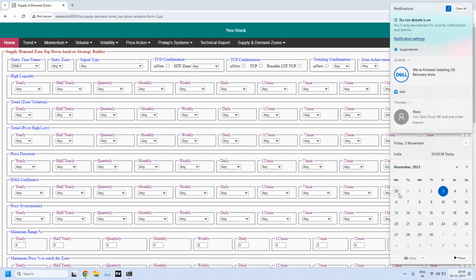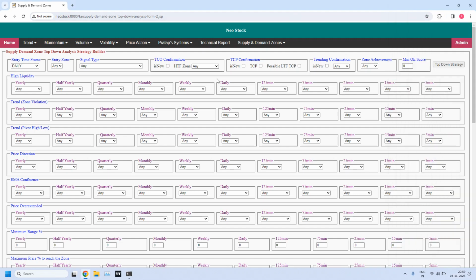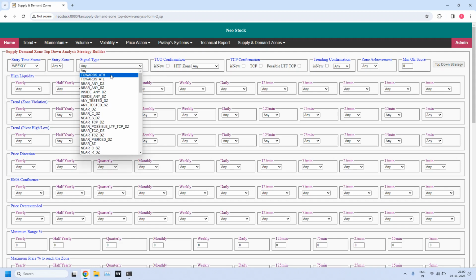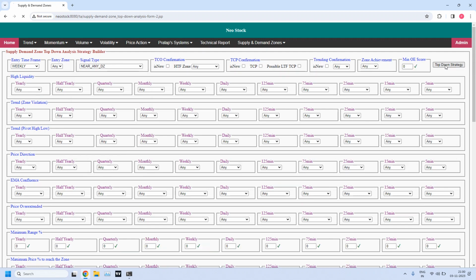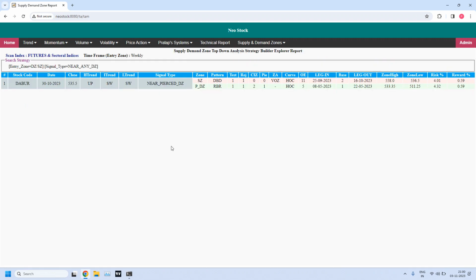Our weekly candle opened on 30th October and closed on 3rd. So I'm selecting the entry time frame as weekly, and let us find the stocks which are near to the weekly demand zone. Only one stock is filtered which is near to the weekly demand zone, but this is already a pierced zone.